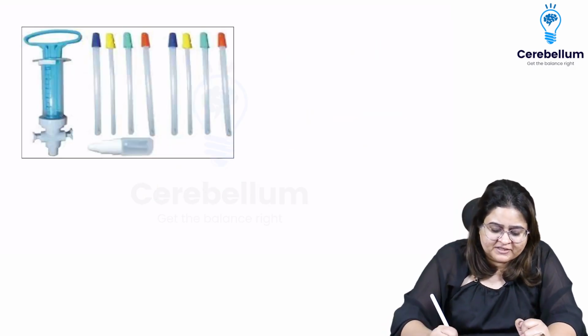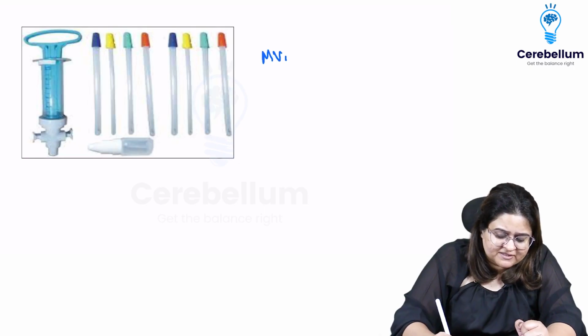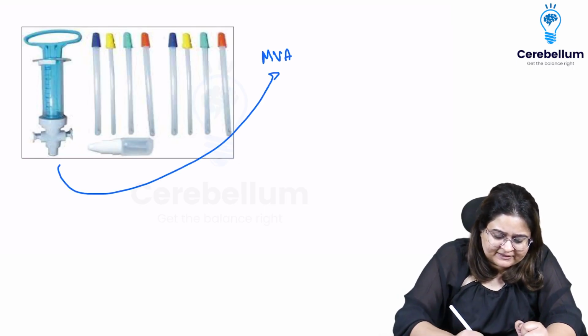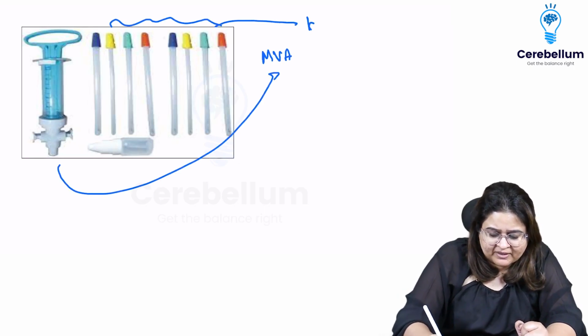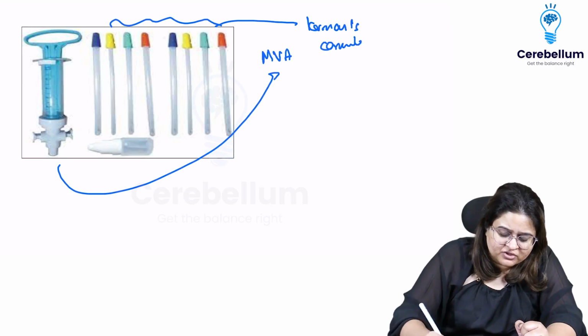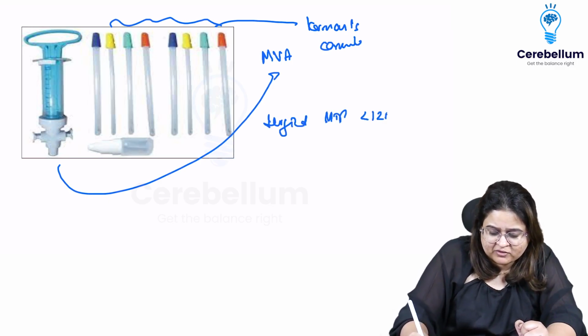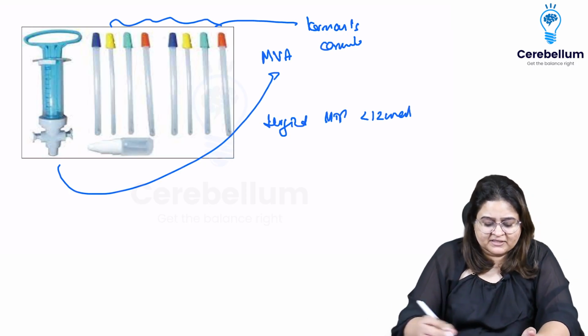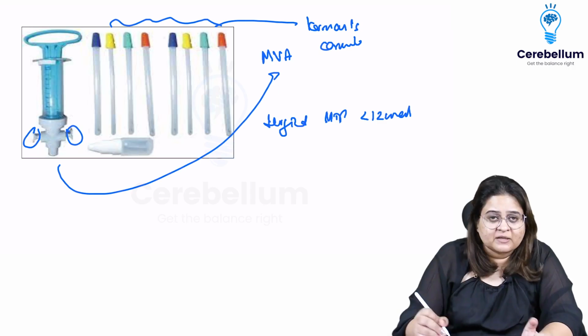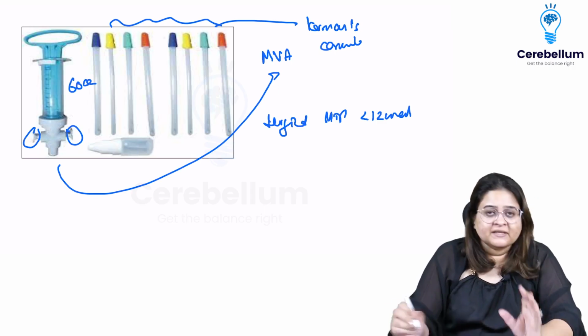What is this? We've discussed this in obstetric instruments. This is an MVA syringe, and these color coded are Karman's cannulas. They are used for surgical MTP before 12 weeks of pregnancy. So what is done? That has two valves here. It's a double valve. It has a 60 cc cannula.